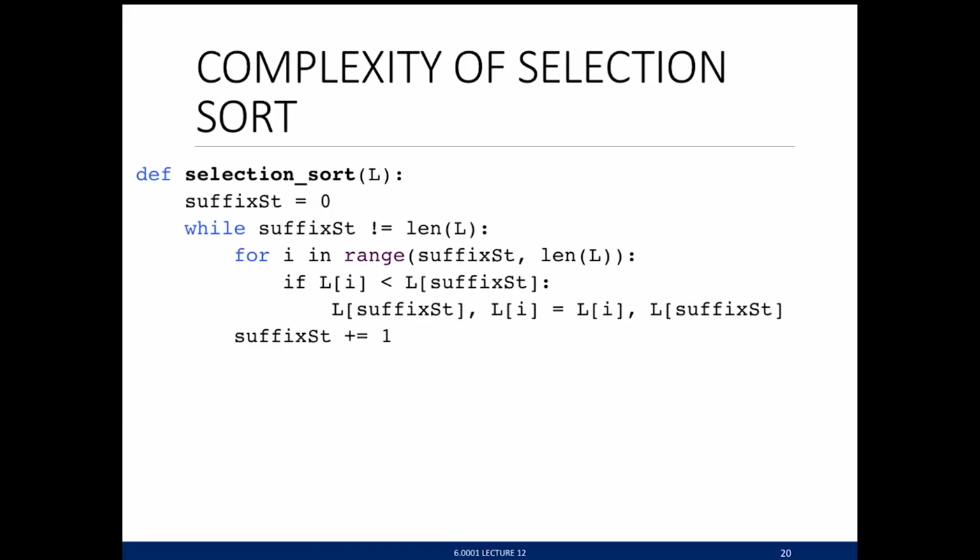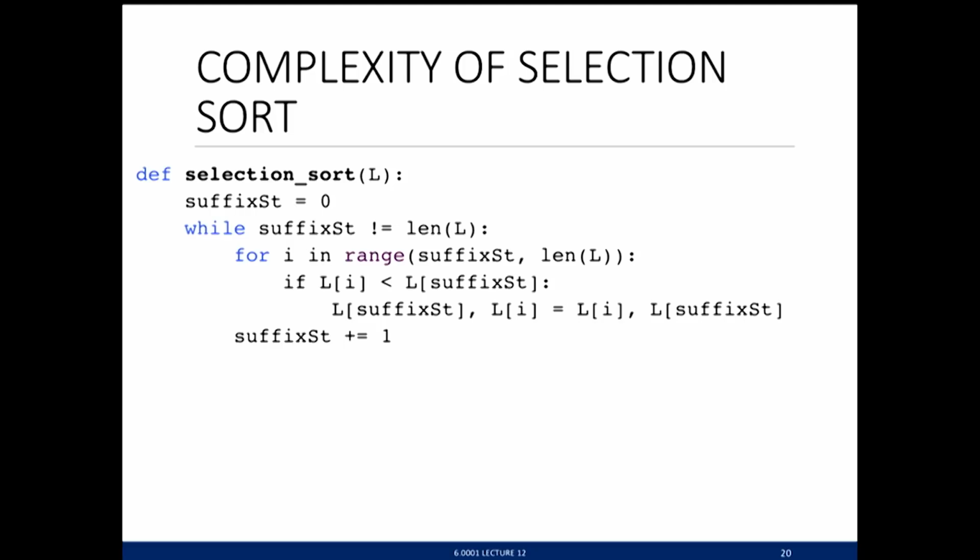So here's code that would do that. Here I'm just going to set a little thing called the start of suffix, or suffix start. Initially, it's going to point to the beginning of the list. And then I'm going to run a loop. And as long as I still have things to search in the list, that pointer doesn't point to the end of the list, what am I going to do?